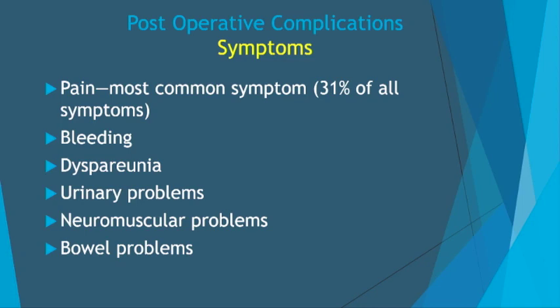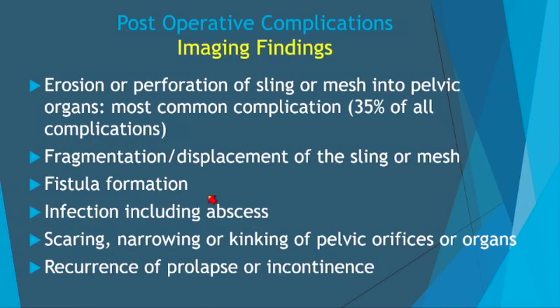Now, the symptoms that one can have after surgery that might indicate a complication are listed on this slide. And the most common symptom is that of pain. You can see about a third of the patients that have complications have pain. Other symptoms include bleeding, dyspareunia, urinary problems, and neuromuscular or bowel problems.